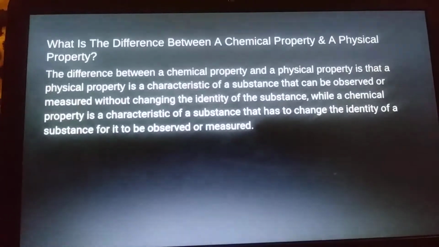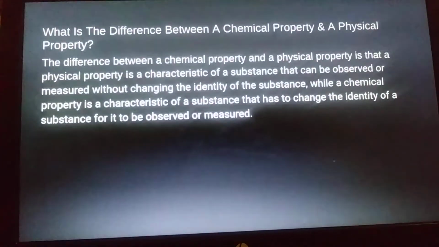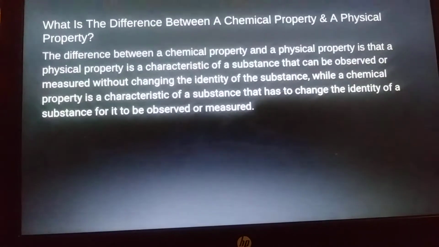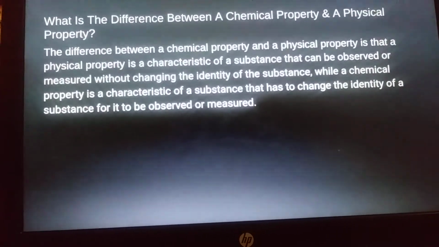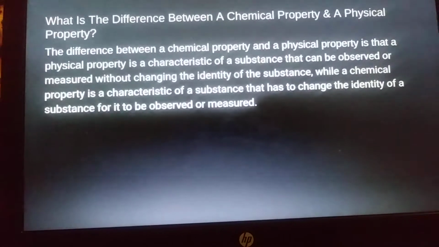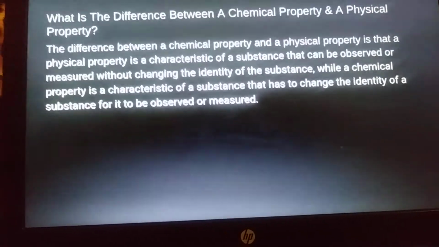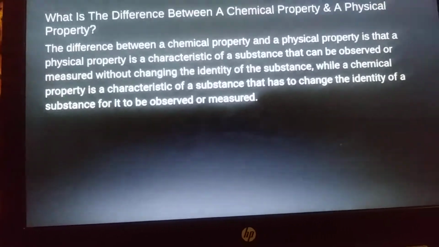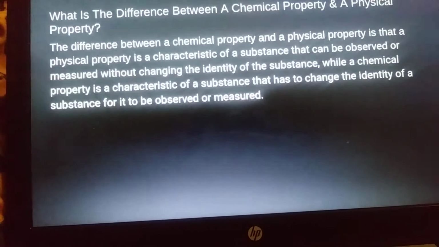What is the difference between a chemical property and a physical property? The difference between a chemical property and a physical property is that a physical property is a characteristic of a substance that can be observed and measured without changing the identity of a substance, while a chemical property is a characteristic of a substance that has to change the identity of a substance for it to be observed and measured.